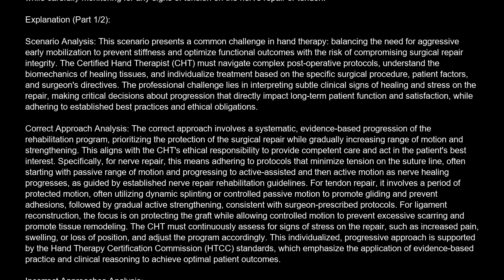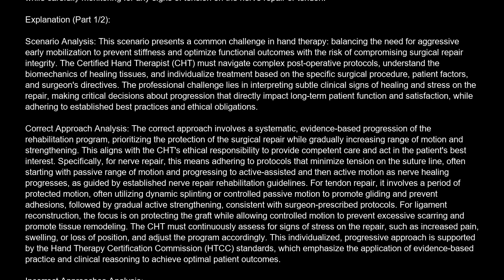For tendon repair, it involves a period of protected motion, often utilizing dynamic splinting or controlled passive motion to promote gliding and prevent adhesions, followed by gradual active strengthening, consistent with surgeon-prescribed protocols. For ligament reconstruction, the focus is on protecting the graft while allowing controlled motion to prevent excessive scarring and promote tissue remodeling. The CHT must continuously assess for signs of stress on the repair, such as increased pain, swelling, or loss of position, and adjust the program accordingly.